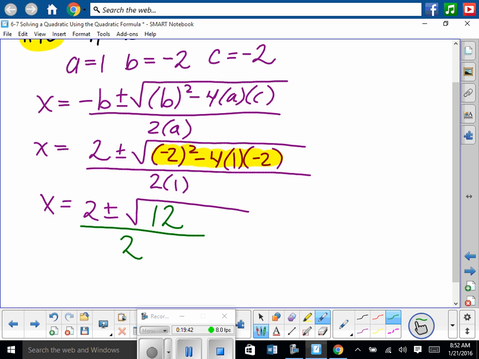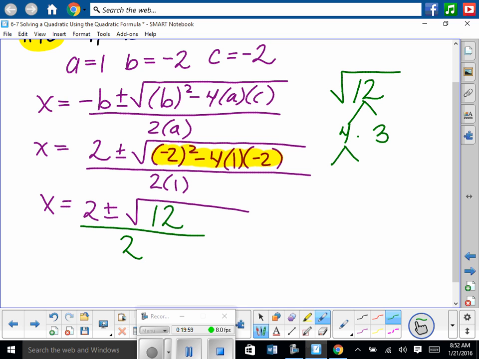So this is where we go off to the side. I'm going to calculate the square root of 12. Type it into your calculator, you get a decimal. Not acceptable. So you have to go back and say, well, I know how to break down the square root of 12 by hand. So that's 4 times 3, right?